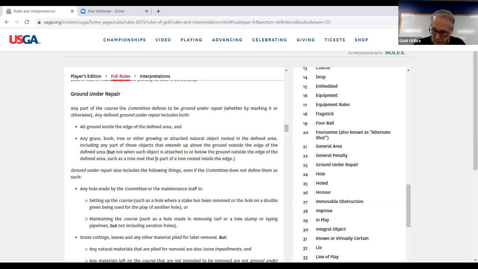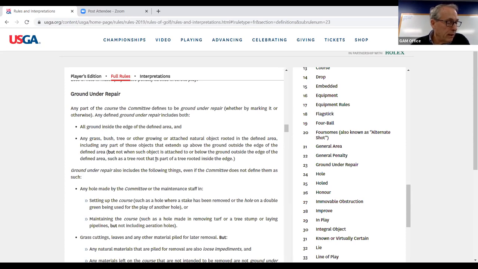There's an interpretation that you may want to be aware of. Normally for tire ruts, if it's a deep rut, you'd want to grant relief for ground under repair. But by definition in itself, a tire rut is not ground under repair. I think there's an interpretation under that definition. Yeah, Craig, it's on page 337. Interpretation number one: damage caused by committee and maintenance staff is not always ground under repair.